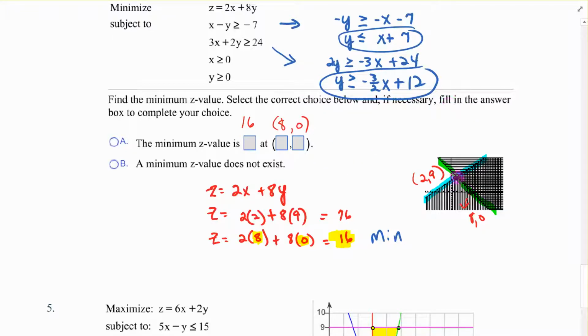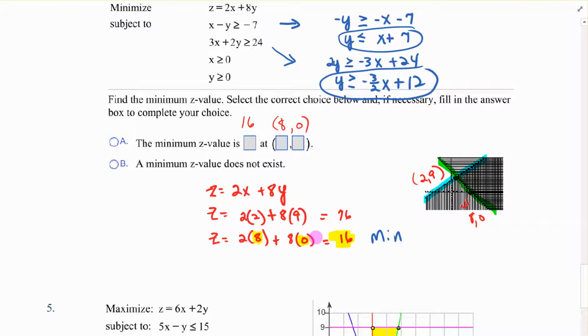And we had to find this point where they intersected and this one, because this is just y equals 0. And so that's going to be 8, 0, where that hits there. So we had those to plug in. We had 2, 9, and we had 8, 0. The minimum turns out to be 16. Plugged in both points in the objective function. So on this one, we had to graph it. We had to find where they intersected and plug those points in.